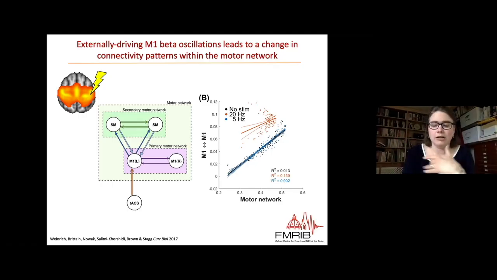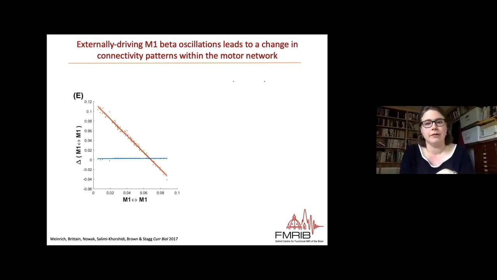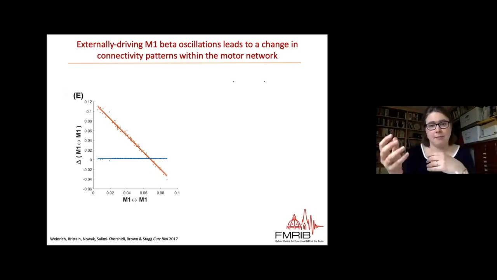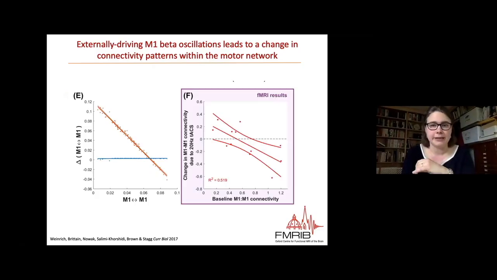Now, models like this can be shown to show anything. So what we wanted to do was to derive a hypothesis from the model that we could then go back and test in our empirical data. And one of the things our model told us was that the degree to which motor cortex activity or connectivity to the other motor cortex changed should be related to how connected they were in the first place. And that's something we could go back and test in our empirical data, and exactly what we found.